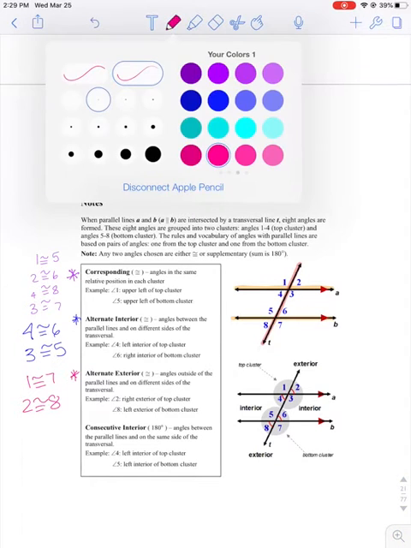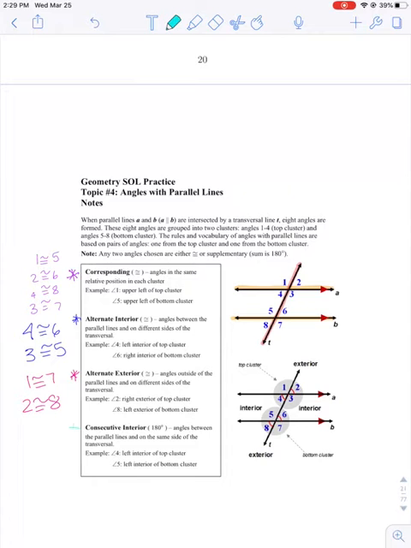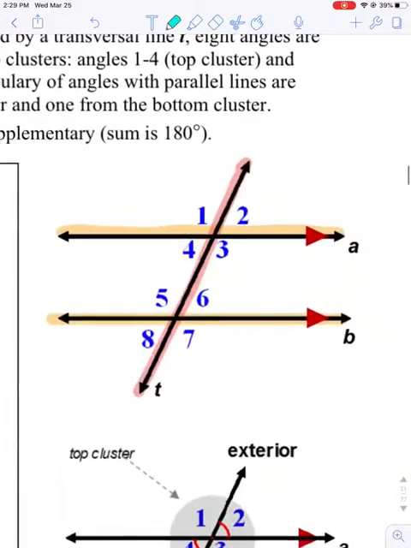All right, another relationship. Let's go with this color. These would be my consecutive interior angles. This would be angles between the parallel lines, but on the same side as the transversal. And as you can see, these are not congruent. It says 180 degrees here. They are supplementary. So the angles I'd be looking at are these guys.